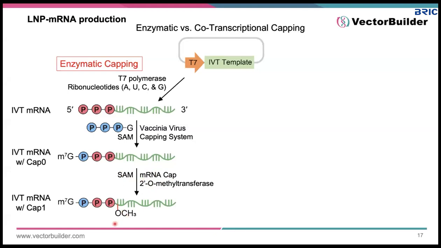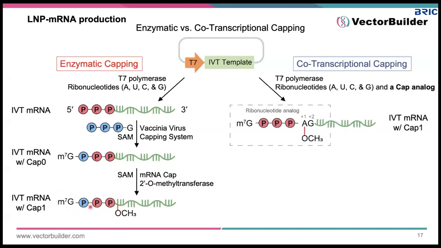Specifically about the cap 1 structure, it has two features. First, the first nucleotide of this RNA is methylated with the methyl group here. And the first nucleotide is also linked to a reversed methylated guanine in a head-to-head fashion.